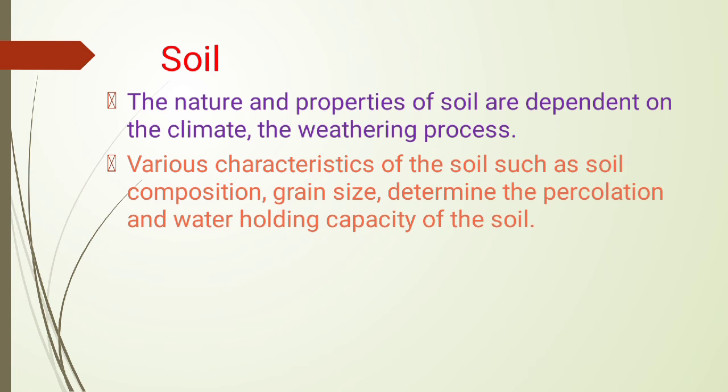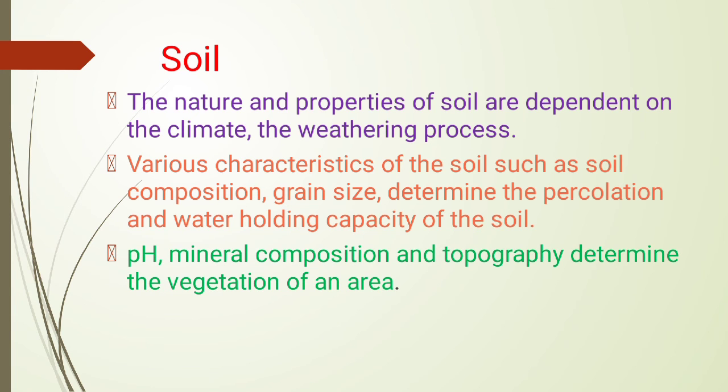Various characteristics of the soil, such as soil composition and grain size, determine the percolation and water holding capacity of the soil. Now, there are different types of soil, for example silt soil, gravel, coarse sand, then fine clay. All these different types of soil have different composition, and the grain size of every soil is different, and also the percolation and water holding capacity of the soil is different for different types.